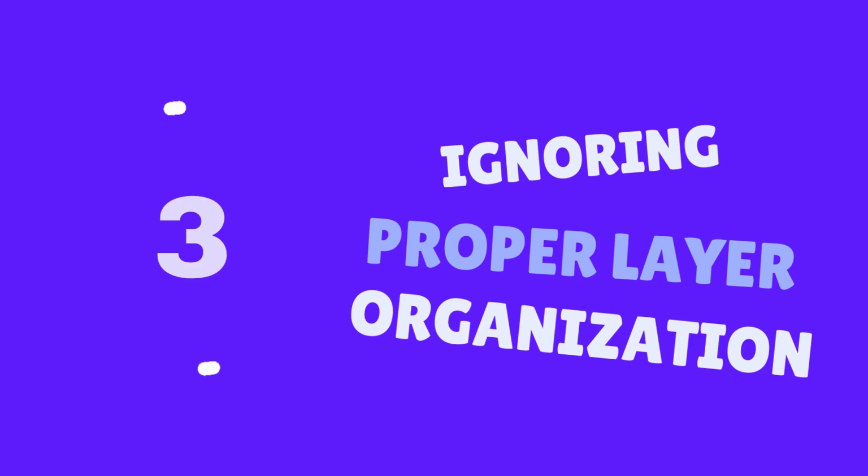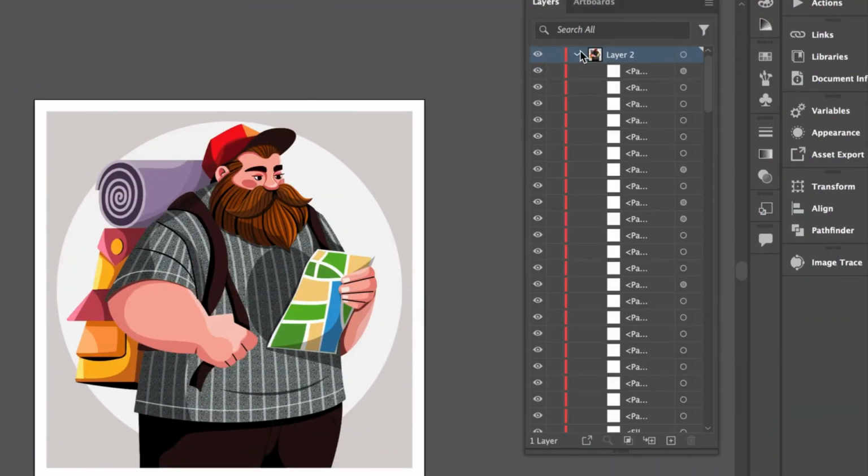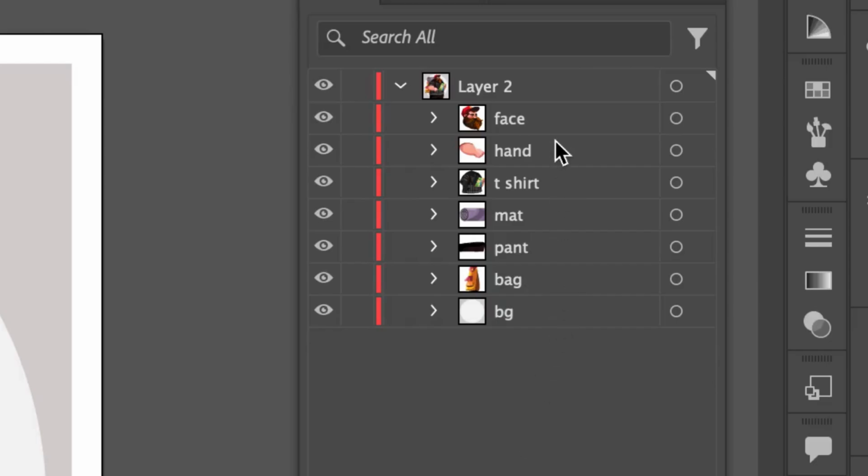Mistake number 3. Ignoring proper layer organization. A messy layers panel makes your file hard to navigate, edit, and adjust later. If you send a project to a client or a team, they will struggle to find specific elements. So how to fix it? Name your layers properly. Instead of layer 1, layer 2, use hand, head, color, shadow, etc.